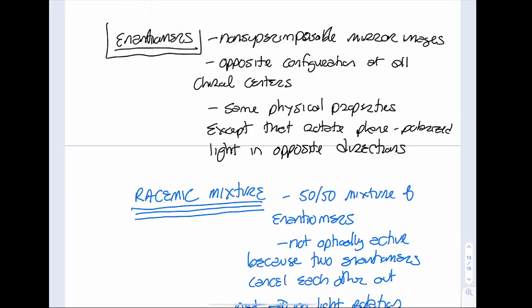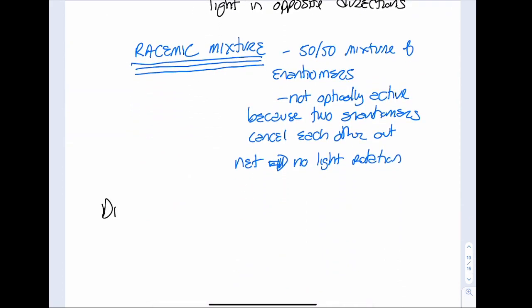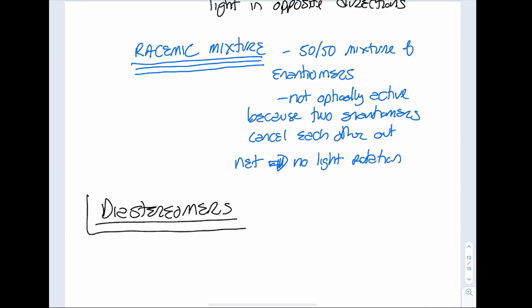So enantiomers. Diastereomers were our other type. And our diastereomers are stereoisomers, but they're not mirror images.